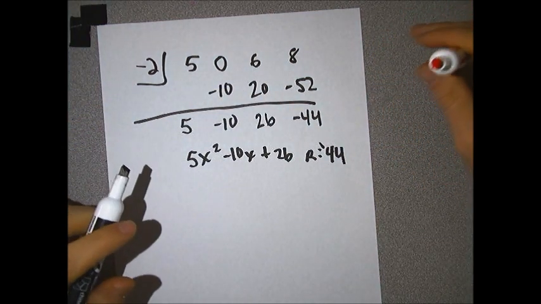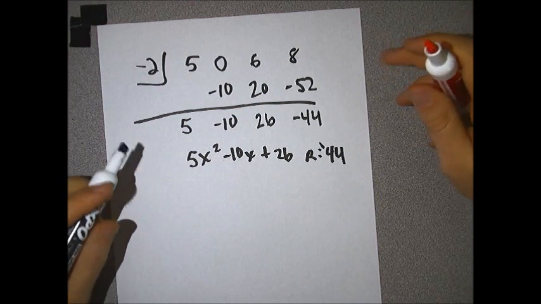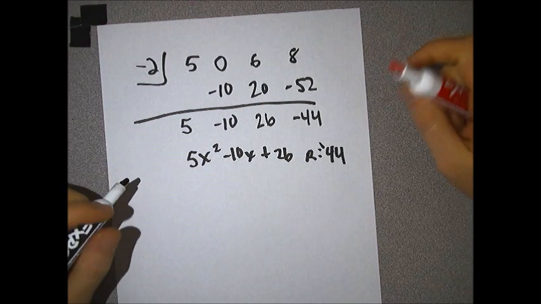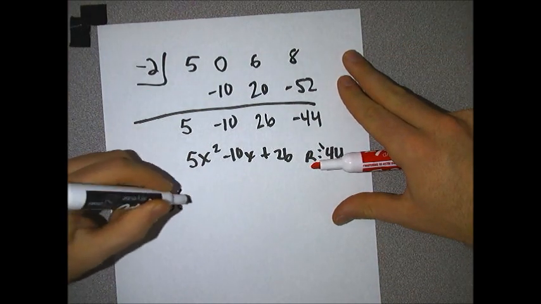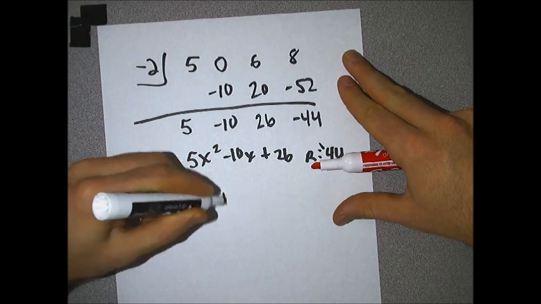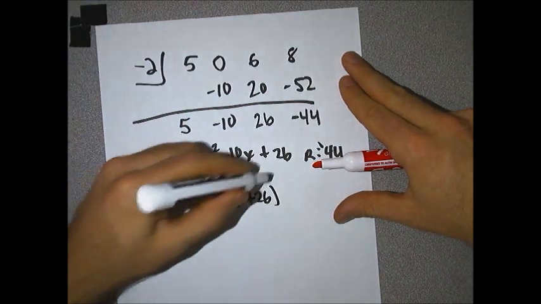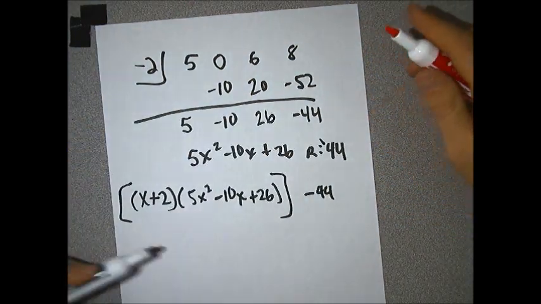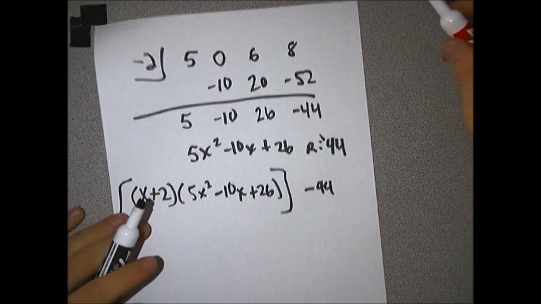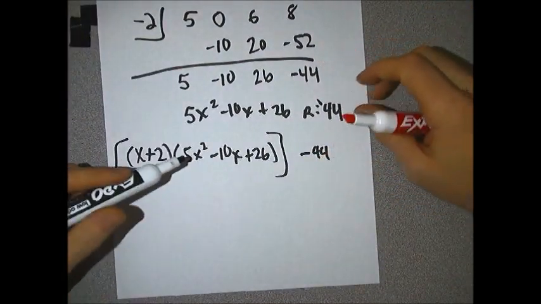So to prove this, what do we do? We still multiply back out. So what was I originally dividing? It was x plus 2 I was dividing by, right? So I'm going to say x plus 2 times 5x squared minus 10x plus 26. And when I'm done with all this, what do I do with my remainder? I add it on, but it's a negative, so when I'm done with all that, I'm really going to subtract 44. So distribute the x through everything.